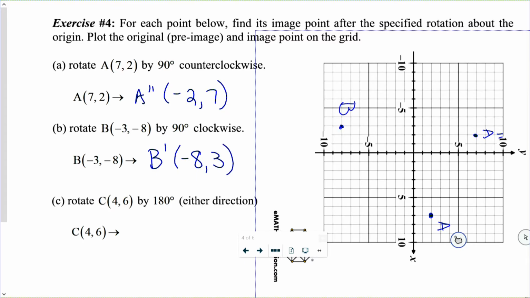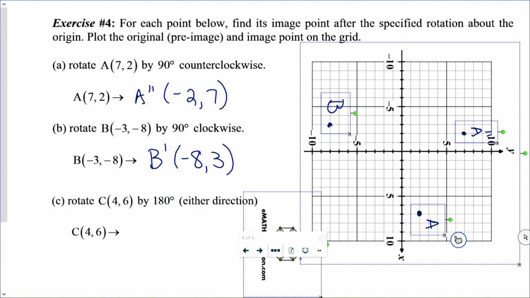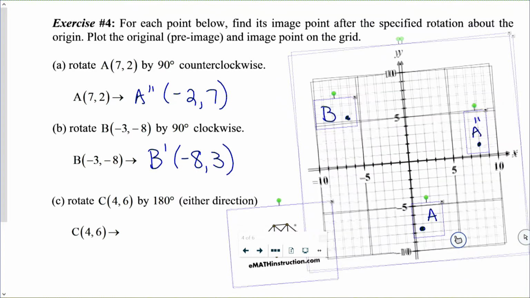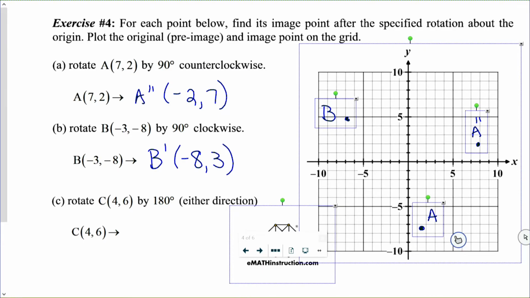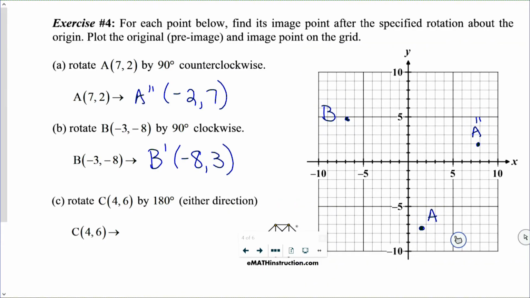So let me just rotate that thing back. Oh my goodness. This is pure chaos now. -8, +3. Oh, and B moved where it was. That's at -3, -8. Pure chaos.